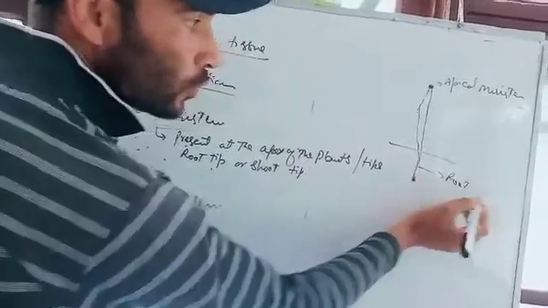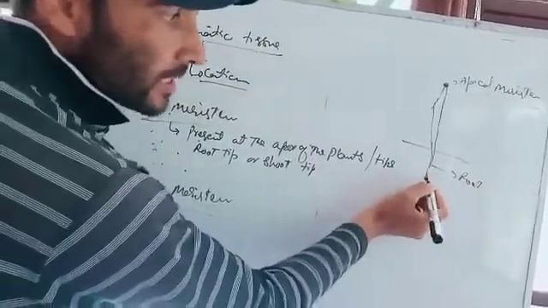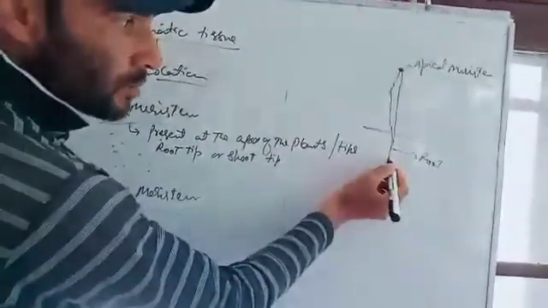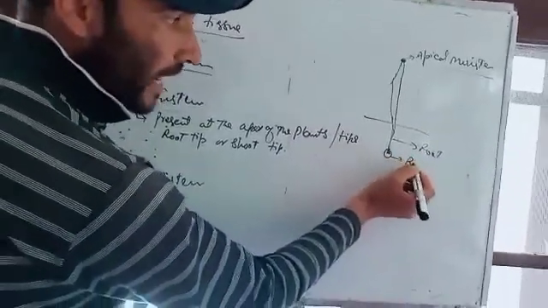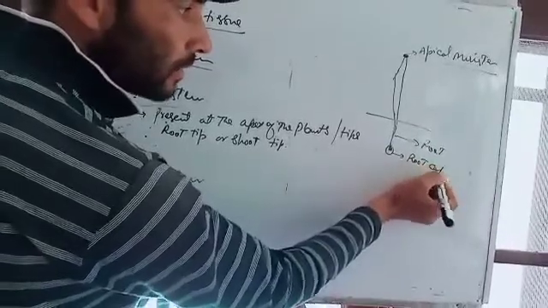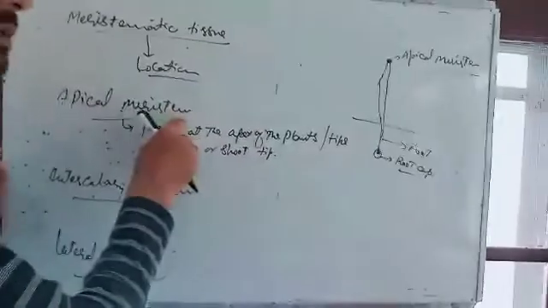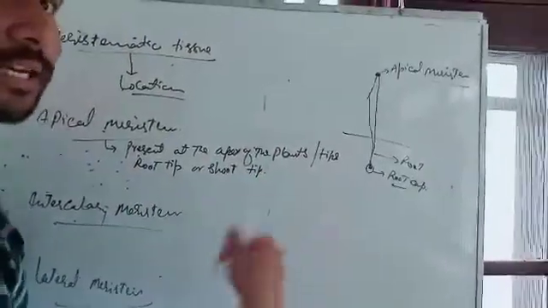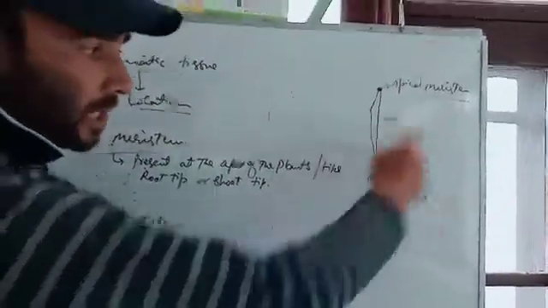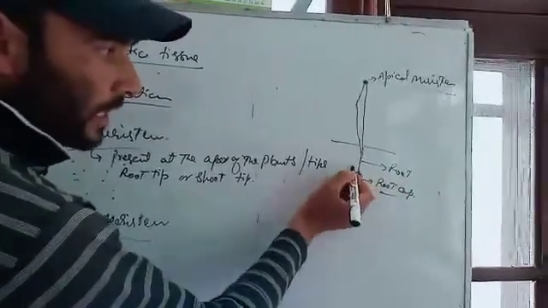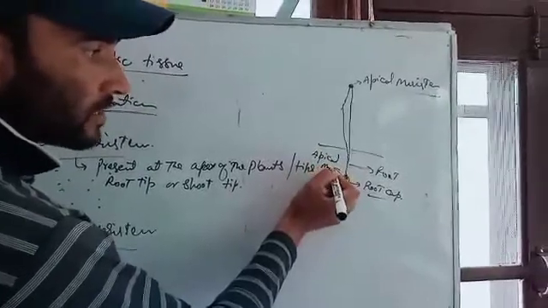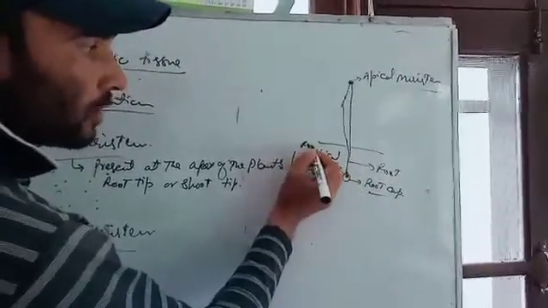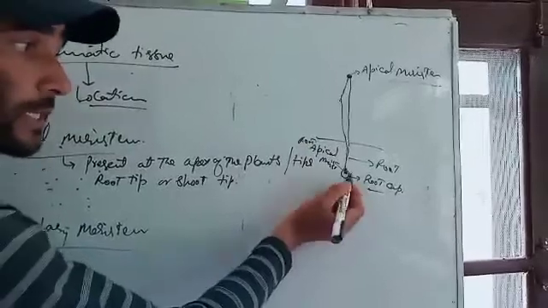But in case of root, the apical meristem is not at the tip, but that apical meristem is protected by a pocket-like structure that is known as root cap. That means in case of roots, the apical meristem is not at the apex, but it is covered by the root cap. Here it is the root apical meristem. Why is it covered by the root cap?